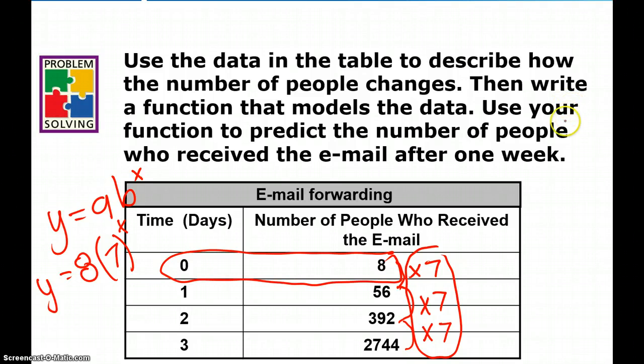Then this says use your function to predict the number of people who receive the email after 1 week. Well, how many days are in a week? There are 7 days in a week. So now if I want to plug 7 into this, I can do 8 times 7 to the 7th, and I can answer that question.